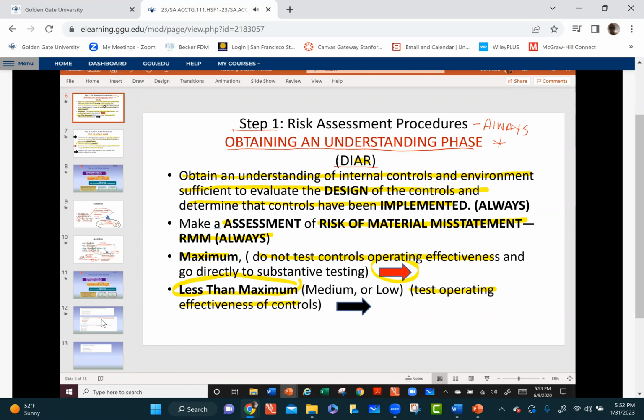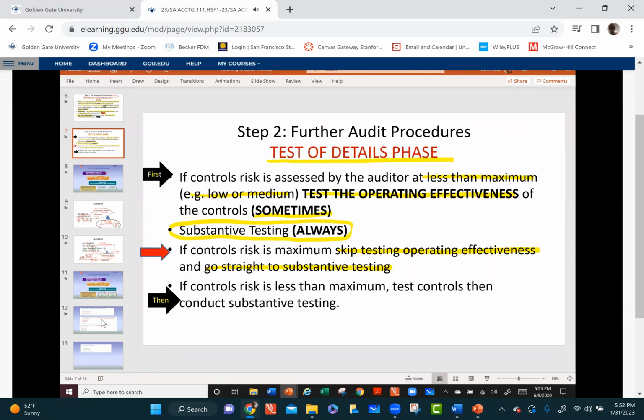I follow the red arrow, and there is no requirement for me to then test the operating effectiveness of the controls. I will go directly to my substantive testing, but now to lower my detection risk, I'm going to have to do my substantive testing at year end, matrix and timings.